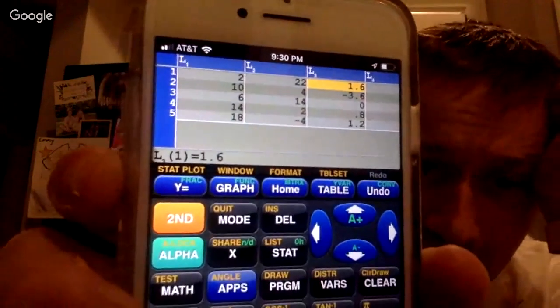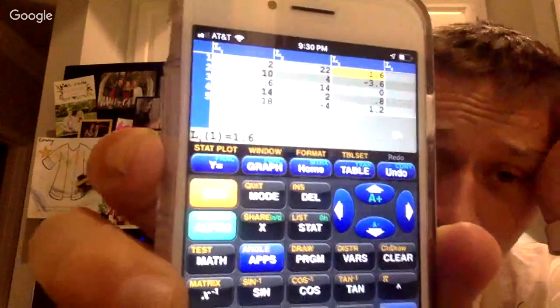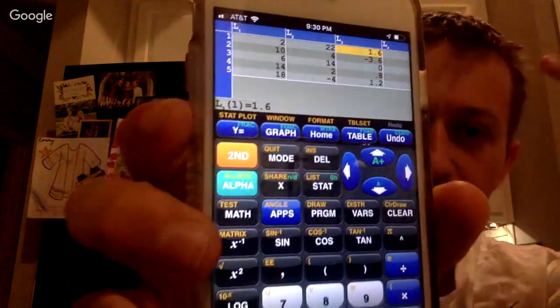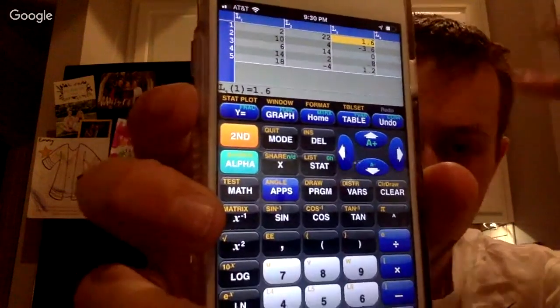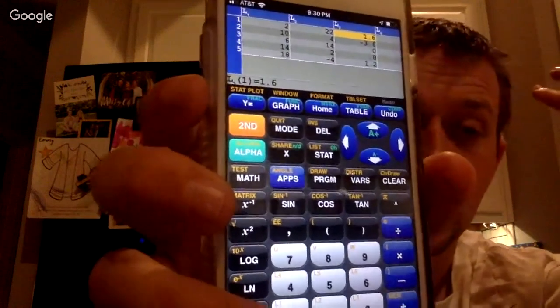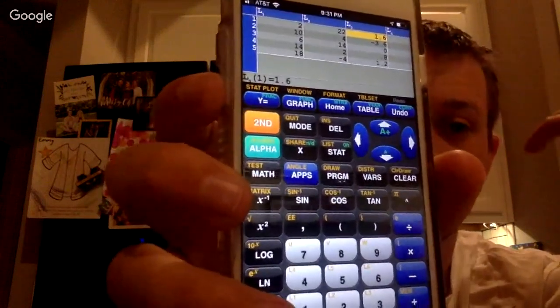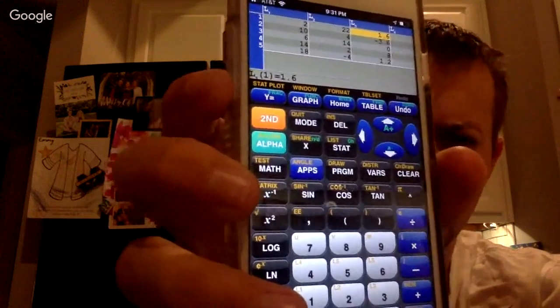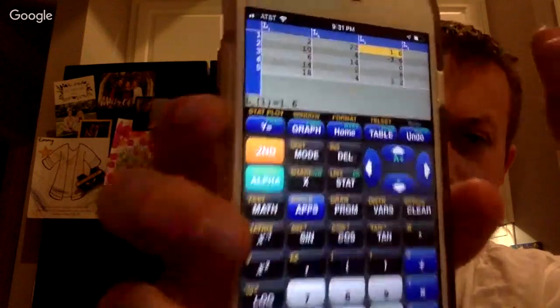So let's talk about this real quick. Which has the largest residual? The largest residual is the absolute value of whatever the residuals are. A negative residual just simply means that my predicted was less than my actual, right? Does that make sense?